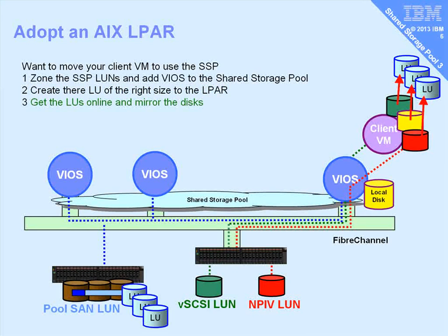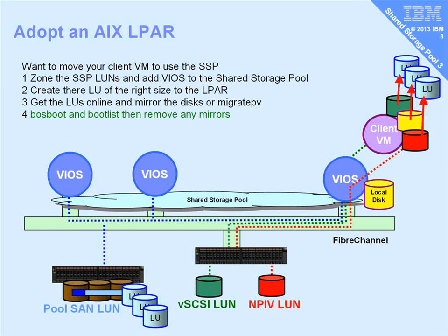Then we get these logical units online and in the right volume groups, and we can start moving the data. The way to do this online is, of course, to mirror them, resilver, and then break the mirror. On AIX, we have the migratepv command. We'll do this all online and make life very simple for us to do this operation.